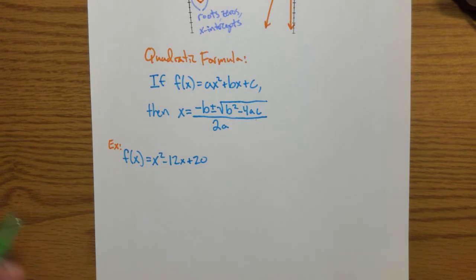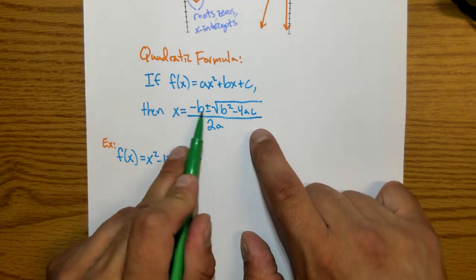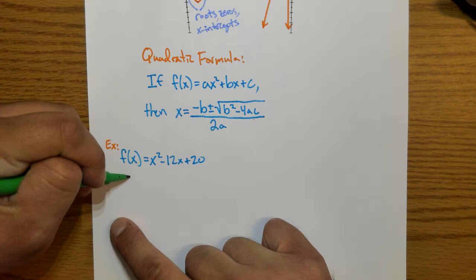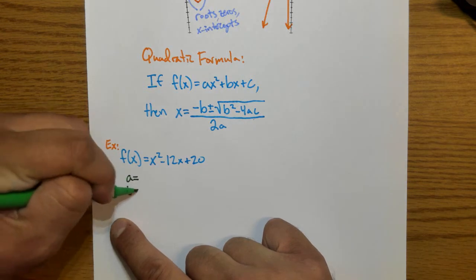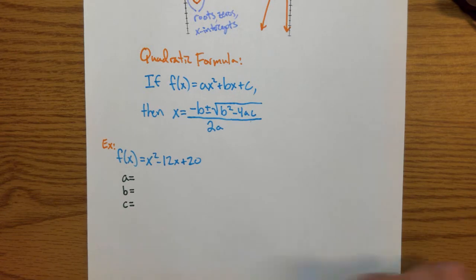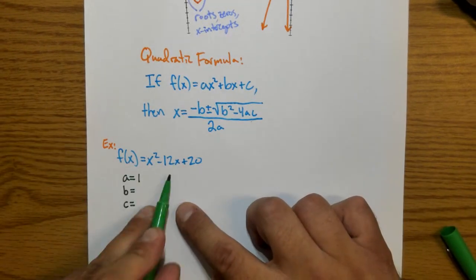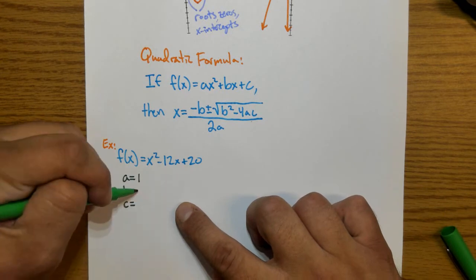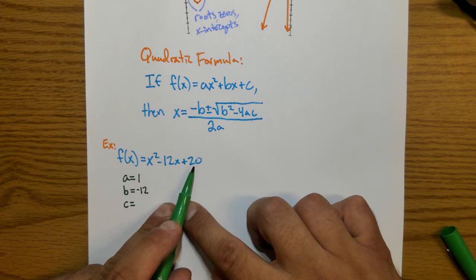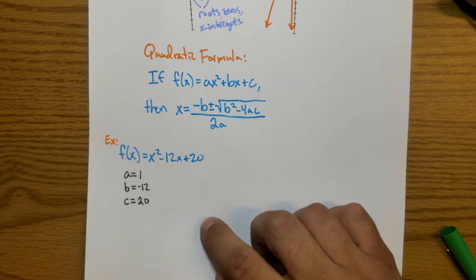So first, let's define our a, b, and c, because notice we'll need our a, b, and c in here. So we have a equals, b equals, and c equals. A is the coefficient of our x squared term. In this case, it's 1. B is the coefficient of the x term. In this case, it's negative 12. And c is the constant term, which in this case is 20.